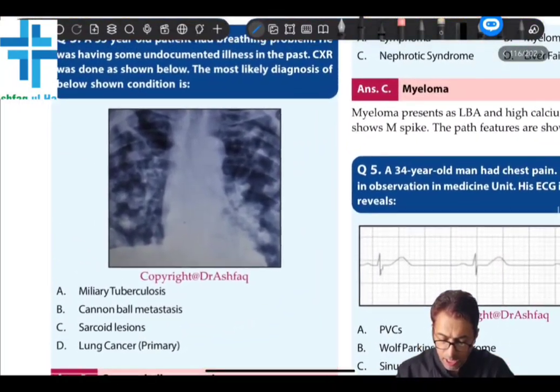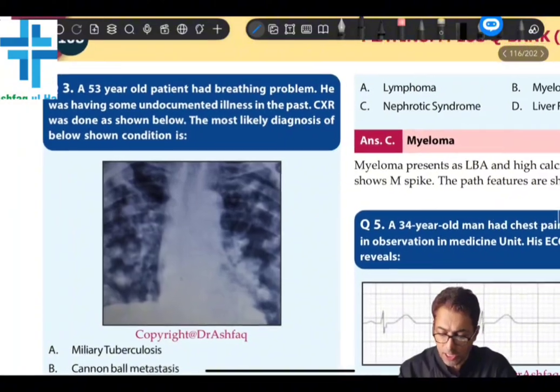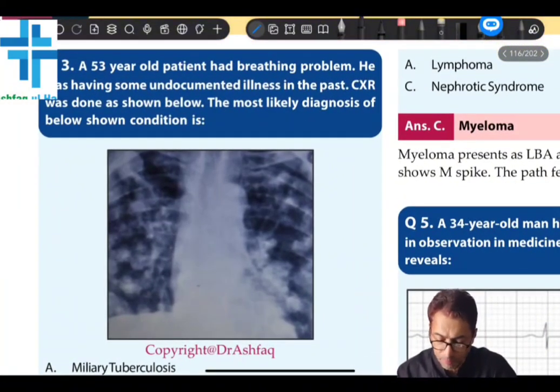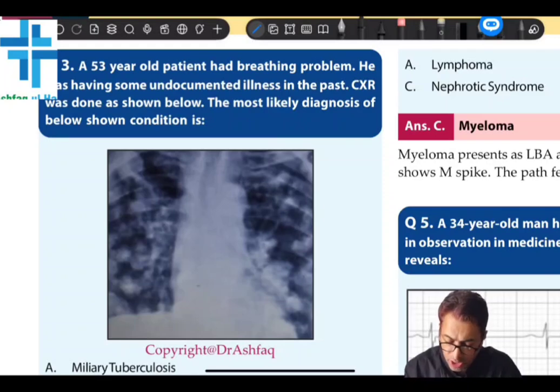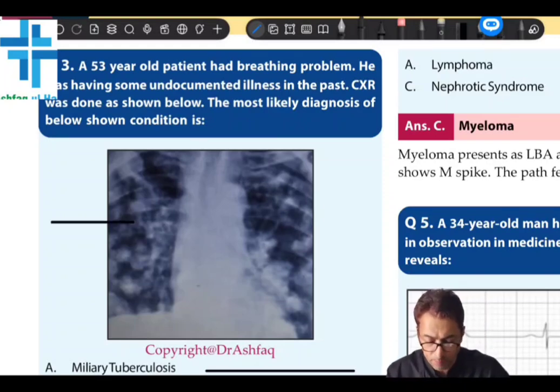Now, going to some other question, you can have a question which has been asked many a time. A 53-year-old patient had breathing problems. Question number three. He was having some undocumented illness in the past. Chest X-ray, CXR, was done, which is shown below. The most likely diagnosis is: a patient who is 53 years old, has a breathing problem, and has some undocumented illness in the past.